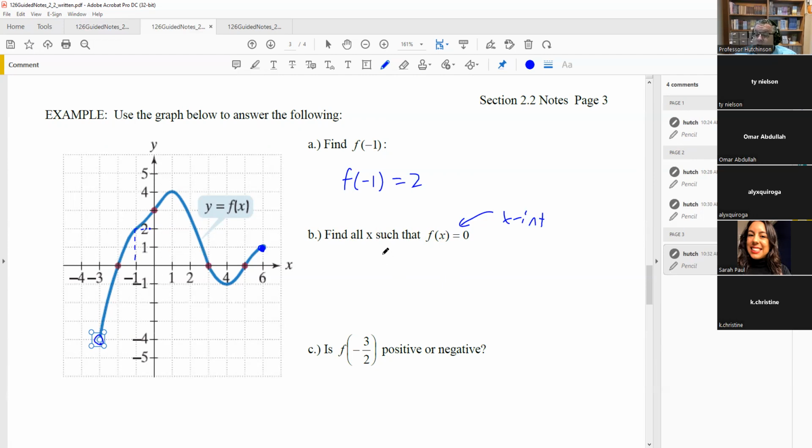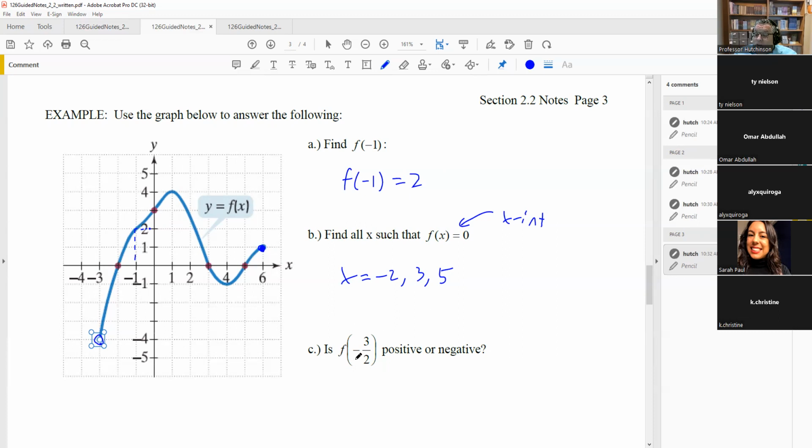Now it's not asking you specifically for an x-intercept. It's just saying find the x values that make it 0. So I don't need to list them out as coordinates in this case. I'm just going to write it as x equals. That's going to be at negative 2, then at 3, then at 5. So at these three places, that's where the graph crosses the x-axis, and that's also where the y value would be 0.